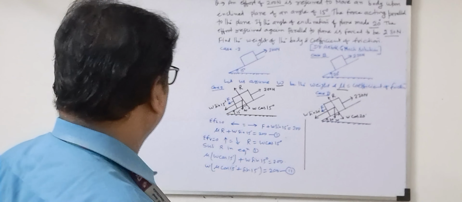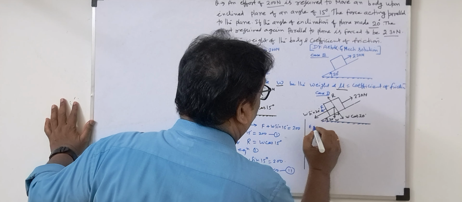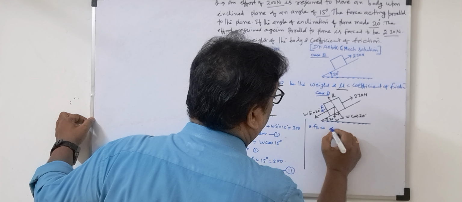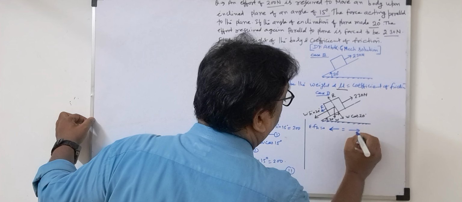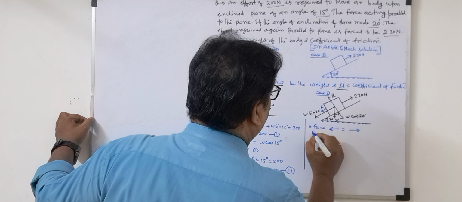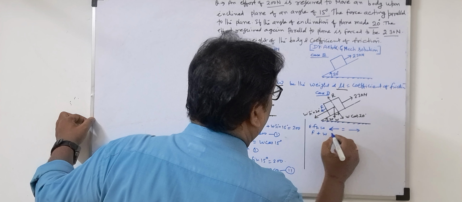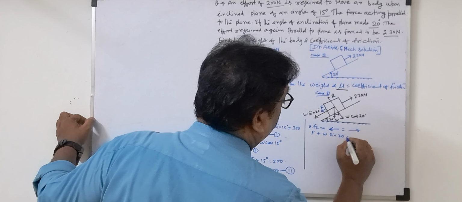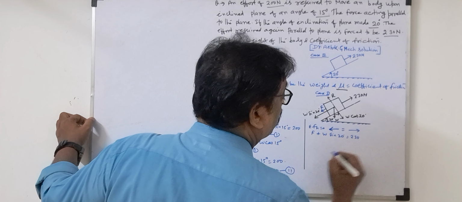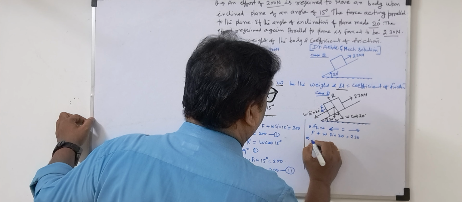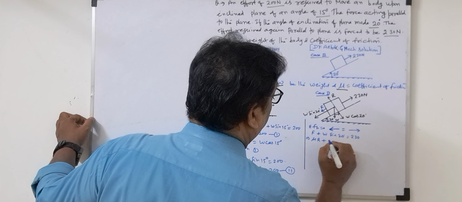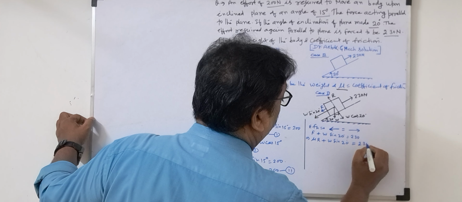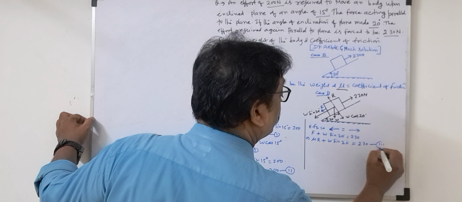Case 2. Similar things will apply here. Two equilibrium equations. Sigma H is equal to 0. That means total leftward force equals total rightward force. What is there here? F plus W sin 20, which is equal to 230. So we can write F equal to mu R plus W sin 20 degree is equal to 230. This gives equation number 3.